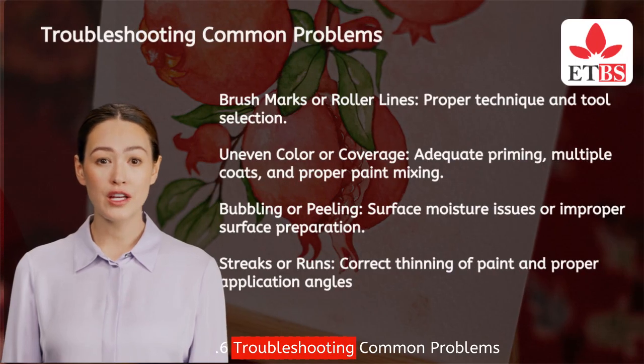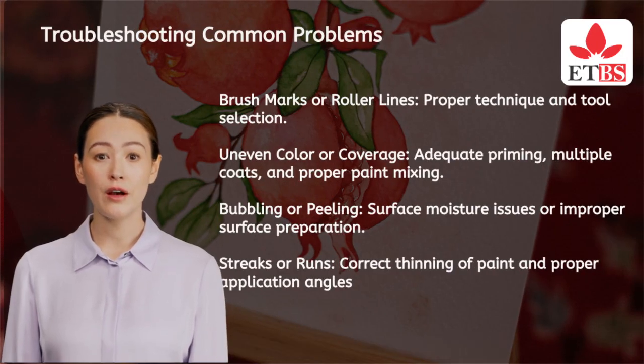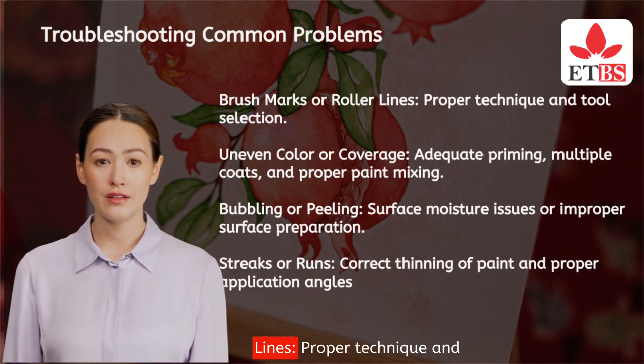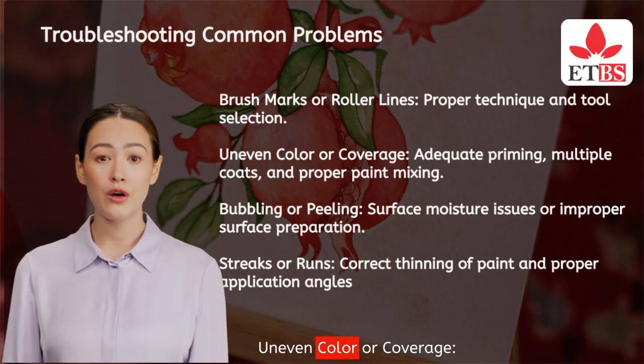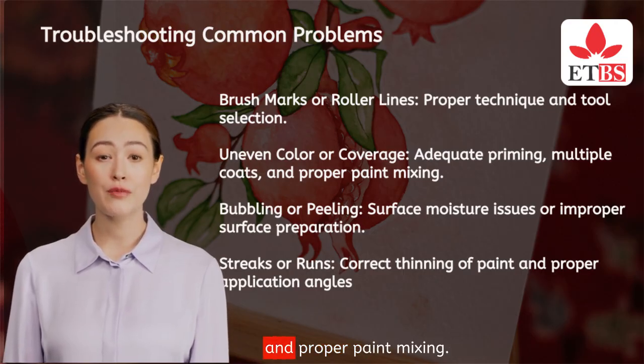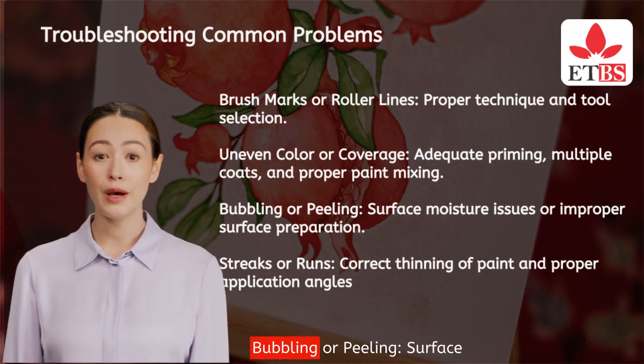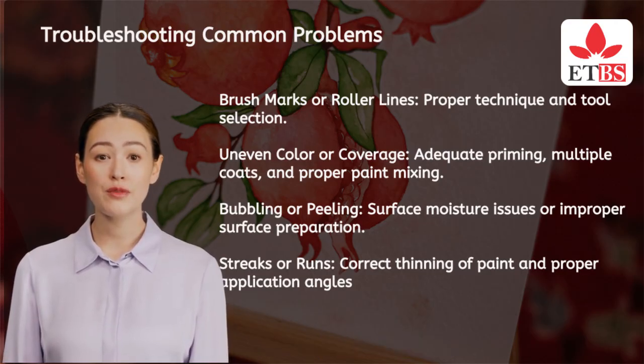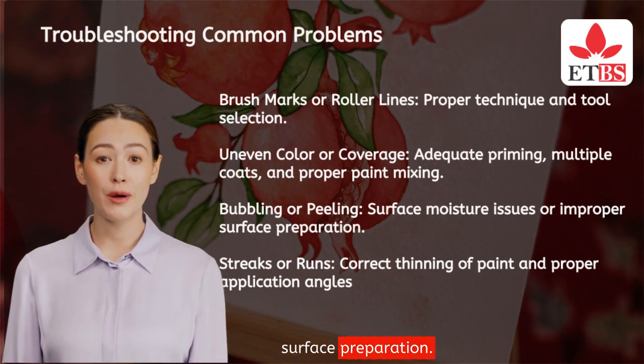6. Troubleshooting common problems. Brush marks or roller lines: proper technique and tool selection. Uneven colour or coverage: adequate priming, multiple coats and proper paint mixing. Bubbling or peeling: surface moisture issues or improper surface preparation. Streaks or runs: correct thinning of paint and proper application angles.